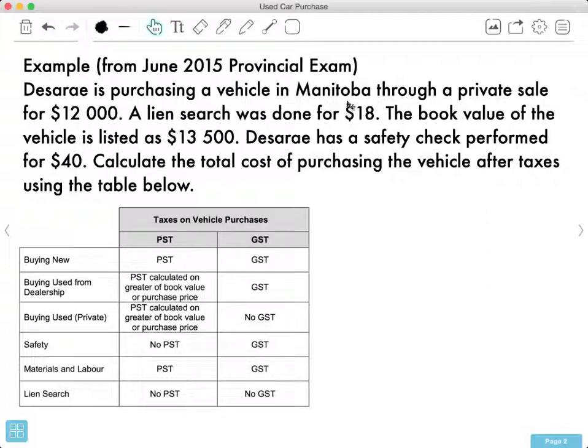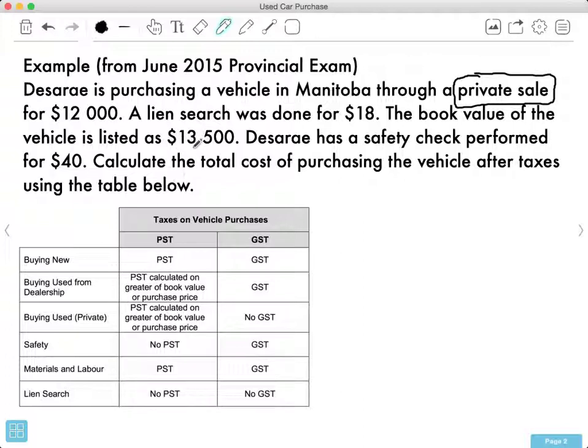Desiree is purchasing a vehicle in Manitoba through a private sale. So a private sale, like I said, just means from a person, not a dealership, for $12,000. A lien search was done for $18. That's to make sure that nobody has any claim on that used car. The book value of the vehicle is listed as $13,500.